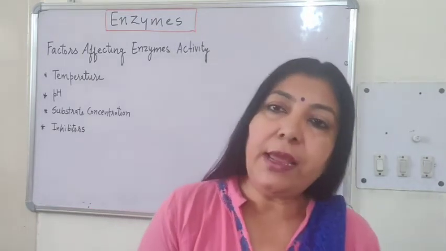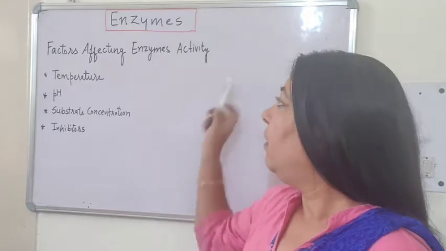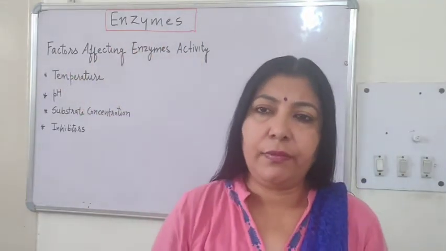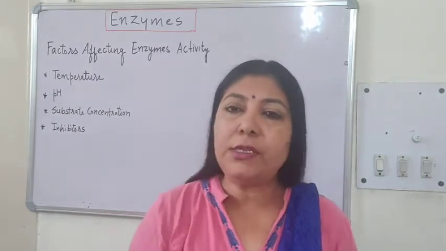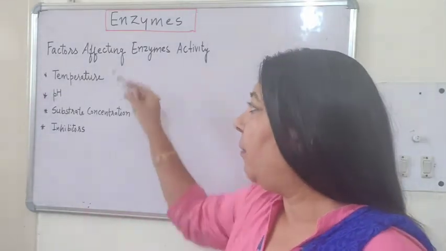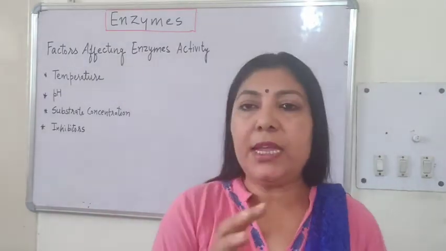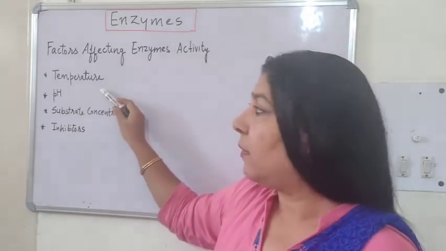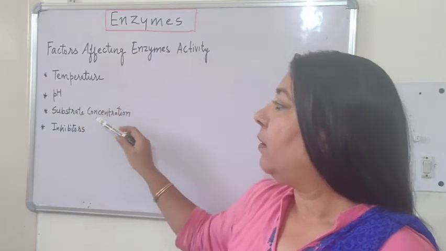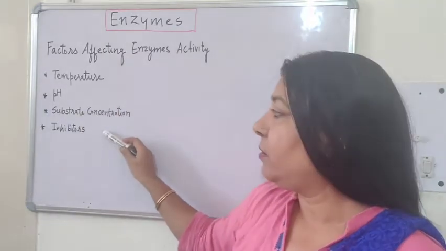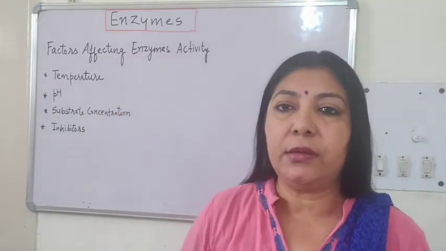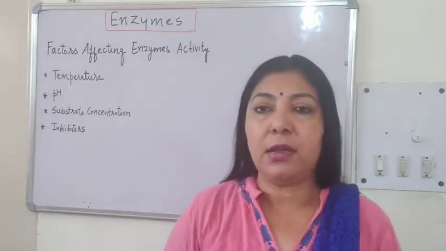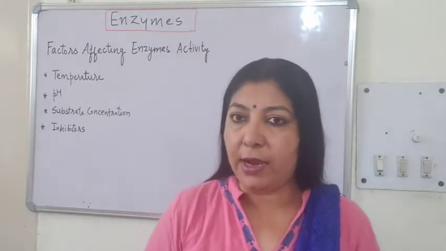Today we will study the factors affecting enzyme activity. There are many factors which affect enzyme activity, but we will take up these four factors, which are temperature, pH, substrate concentration, and inhibitors. Let's study individually how these factors affect the rate of reaction.